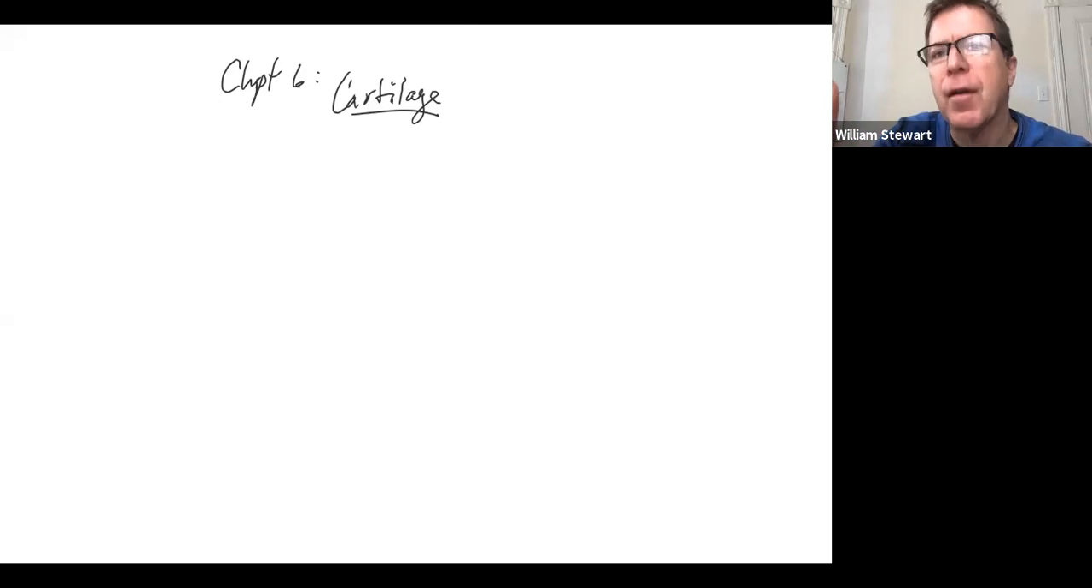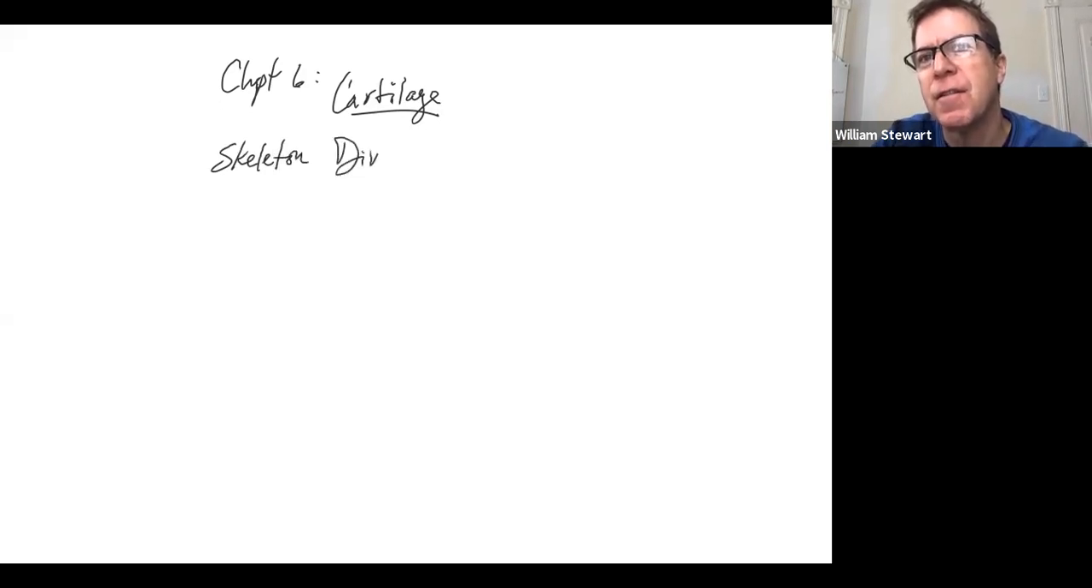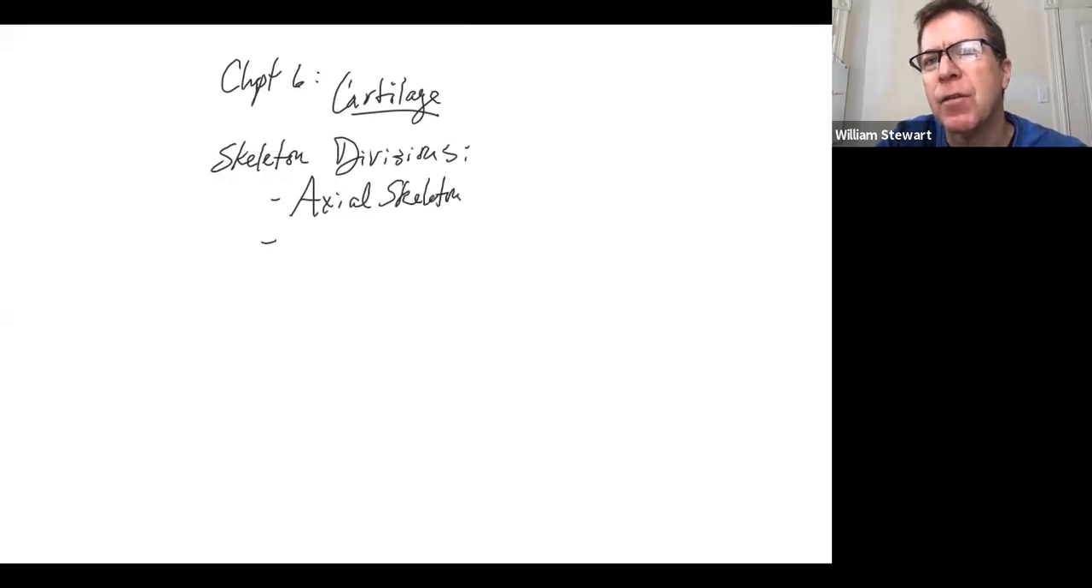But first, I'm going to address the skeleton divisions. And the major divisions of the skeleton are the axial skeleton and the appendicular skeleton. These are the 2 major divisions of the skeletal system.